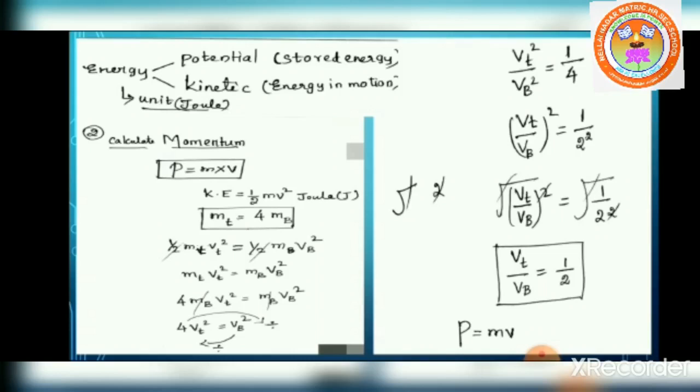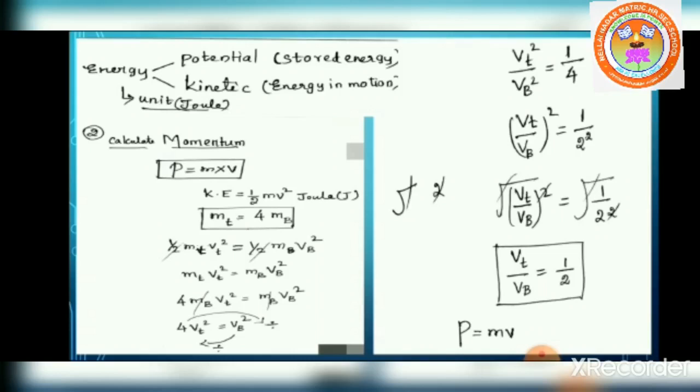So the vb square on the right hand side comes to the left hand side, and the sign will be changed. That is the divide symbol. So vt square divided by vb square is equal to 1 by 4. The 4 on the left hand side goes to the right hand side, and the sign will be changed. So that is 1 by 4. So Vt by Vb the whole square is equal to 1 by 4, that is 1 by 2 square.